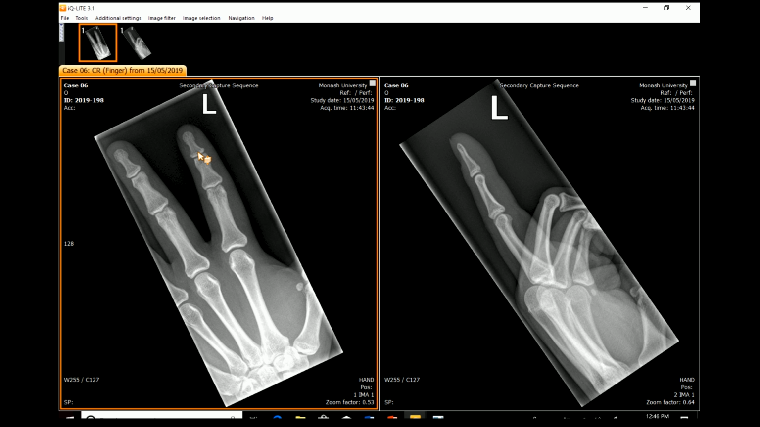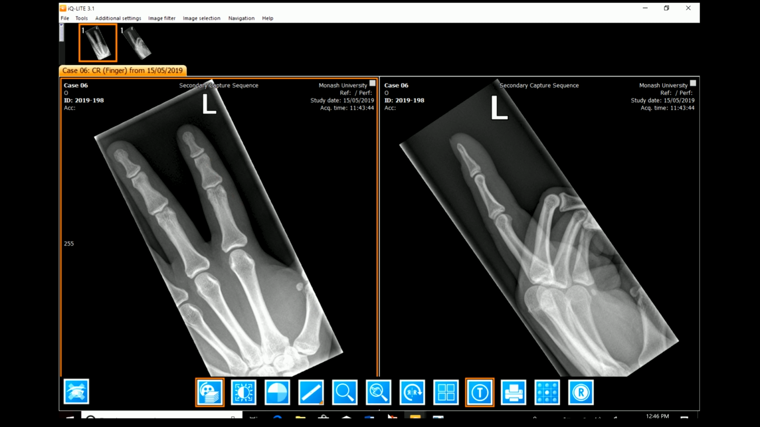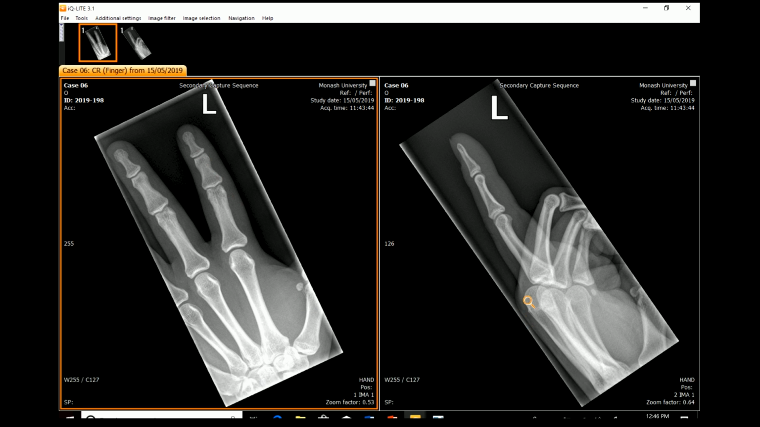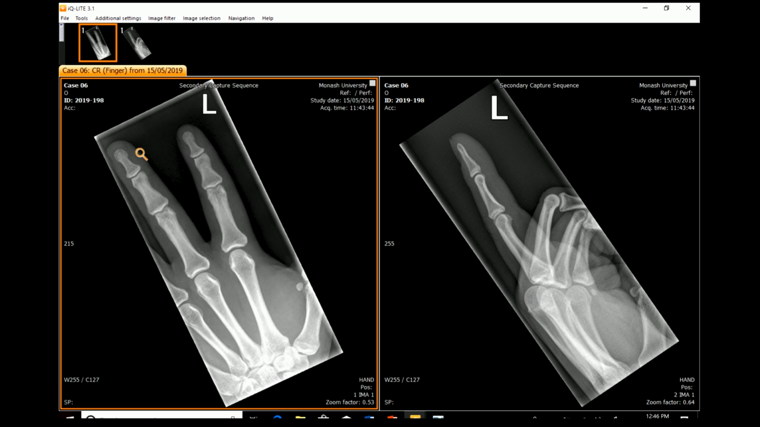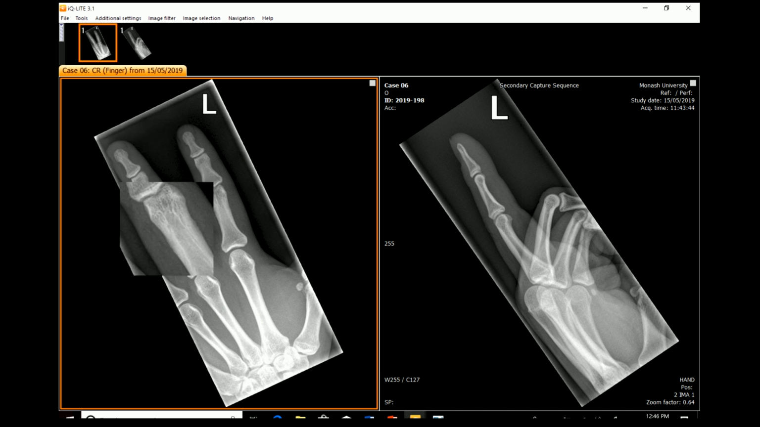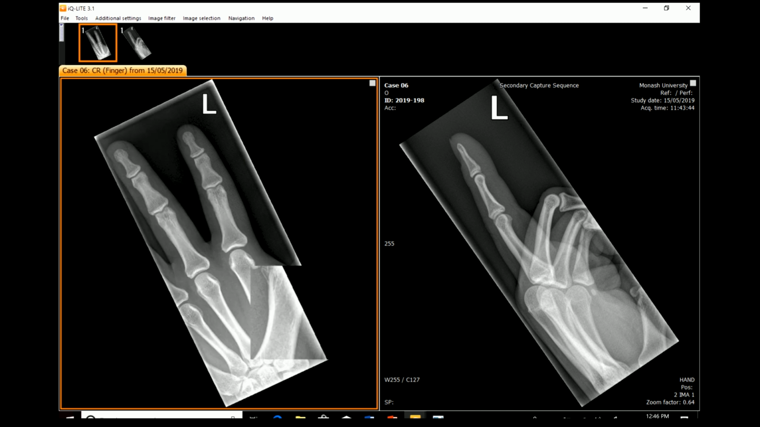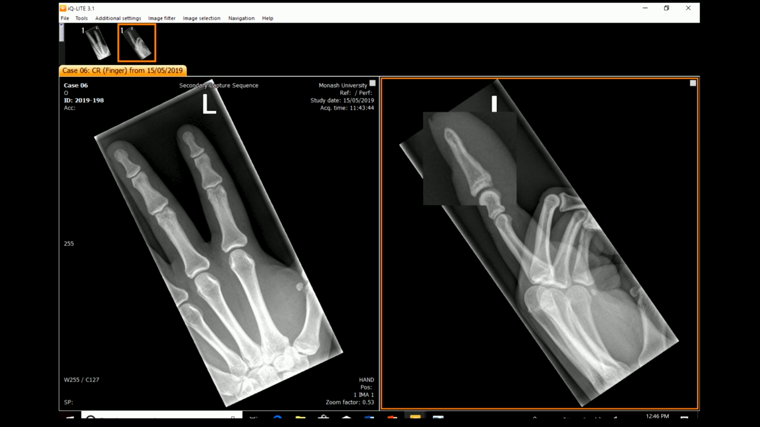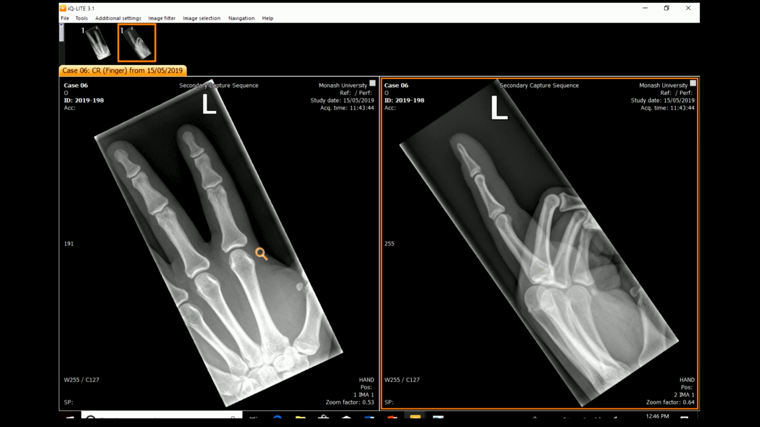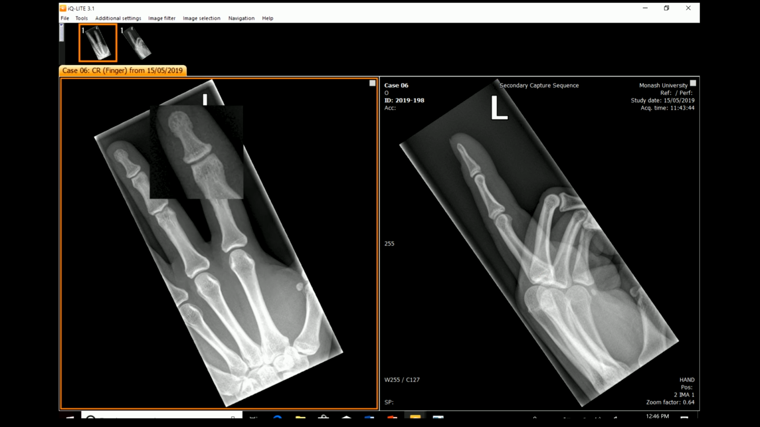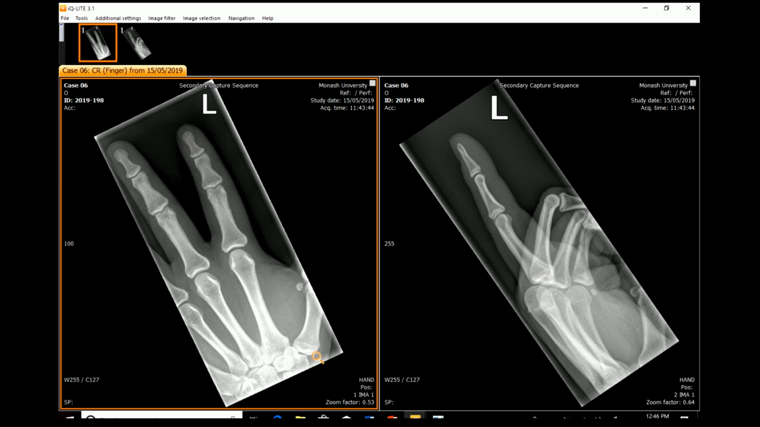For case 6, we have a patient who had an injury to the left index finger. If we look very carefully at the finger and also the adjacent fingers, as well as on the lateral view, we can see the alignment is normal. There's no steps in the cortex, so this is a normal case.